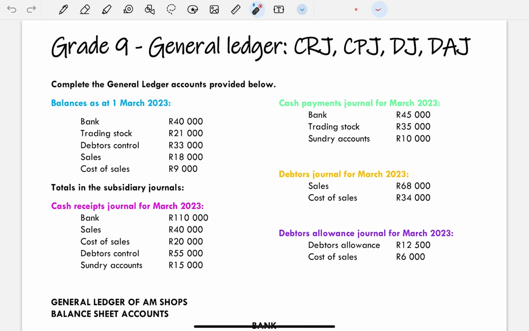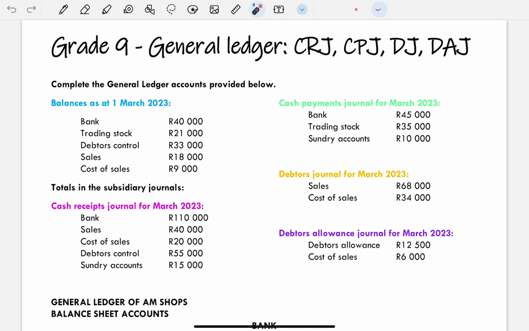So let's get going. The first thing that you'll see is when they ask you to complete general ledger accounts, what they'll generally give you is always a balance, so balances of these accounts at the beginning of the month.